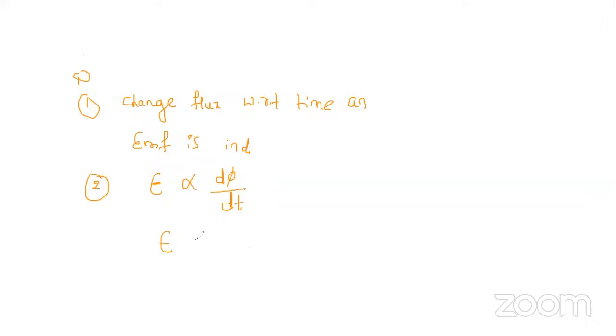So the proportionality sign we just remove and we write it as minus dΦ by dt. So the negative sign indicates something. Here we can also write it as minus N dΦ by dt, where N is the number of turns. N is the number of turns.